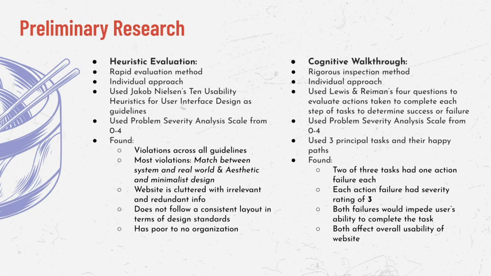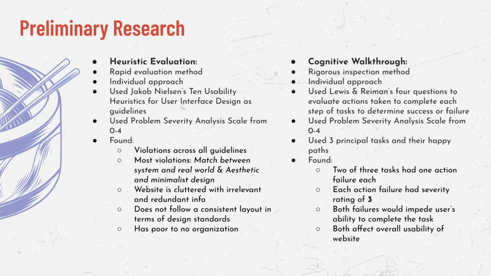We also used a rigorous inspection method of cognitive walkthrough. For this method, we also took an individual approach and used Lewis and Ryman's 4 questions to evaluate actions taken to complete each step of tasks to determine success or failure. We also used the problem severity analysis scale to rate each failure. Additionally, we used 3 principal tasks and their happy paths for the walkthrough.